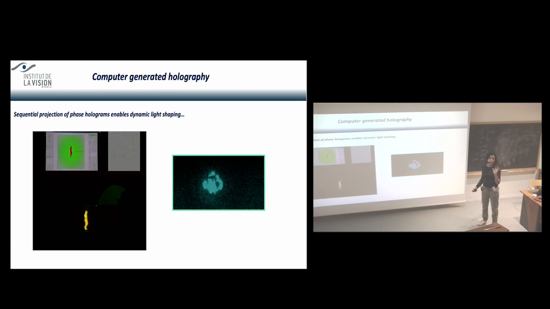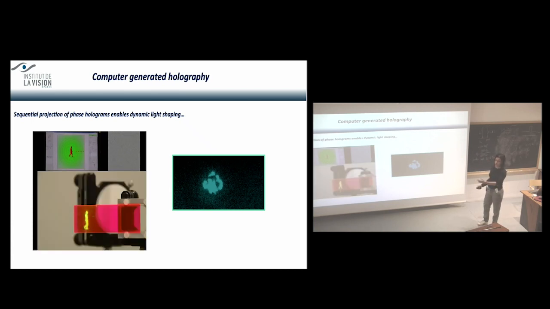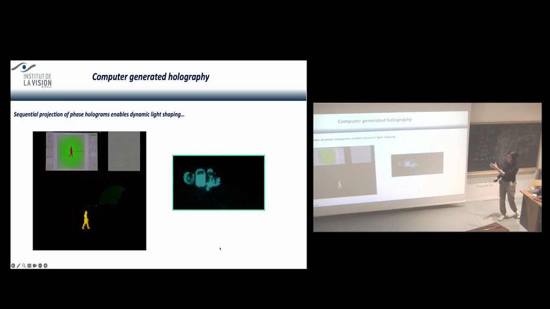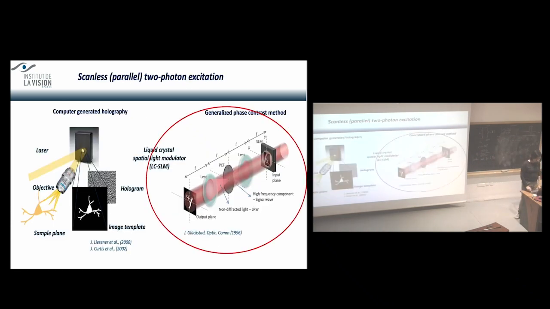So not only can you create a static light distribution, but you can generate an animated function, which also allows a sort of 3D shaping. Okay, so we have precision, and we have the possibility of a dynamic light distribution. This is one approach. The other one is generalized phase contrast.